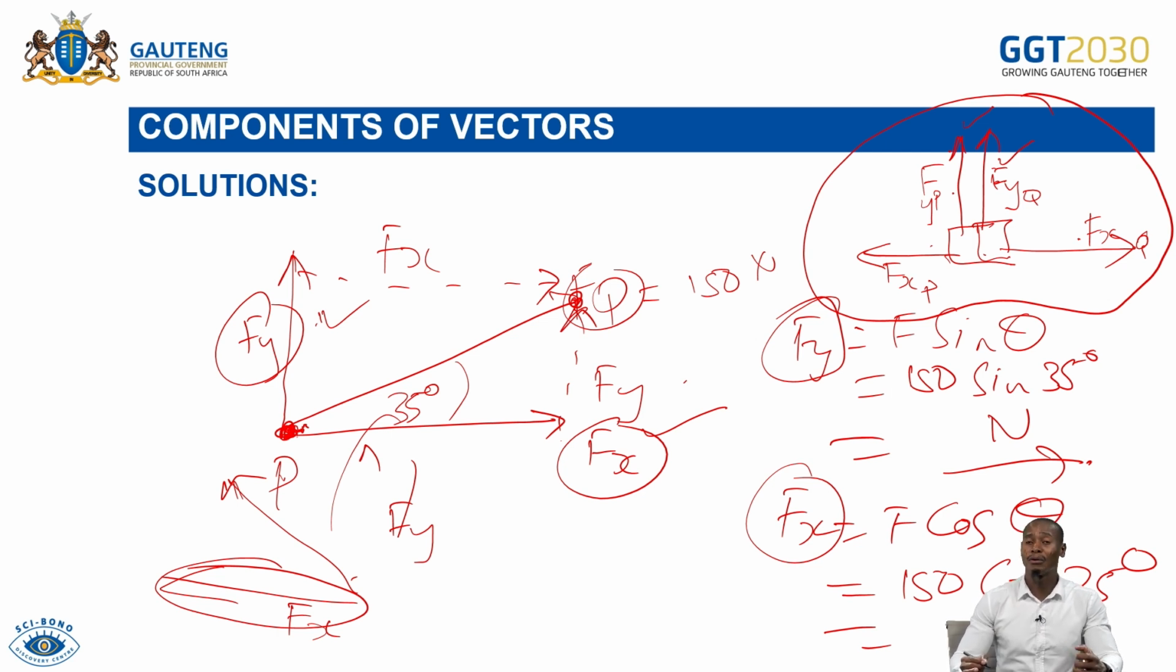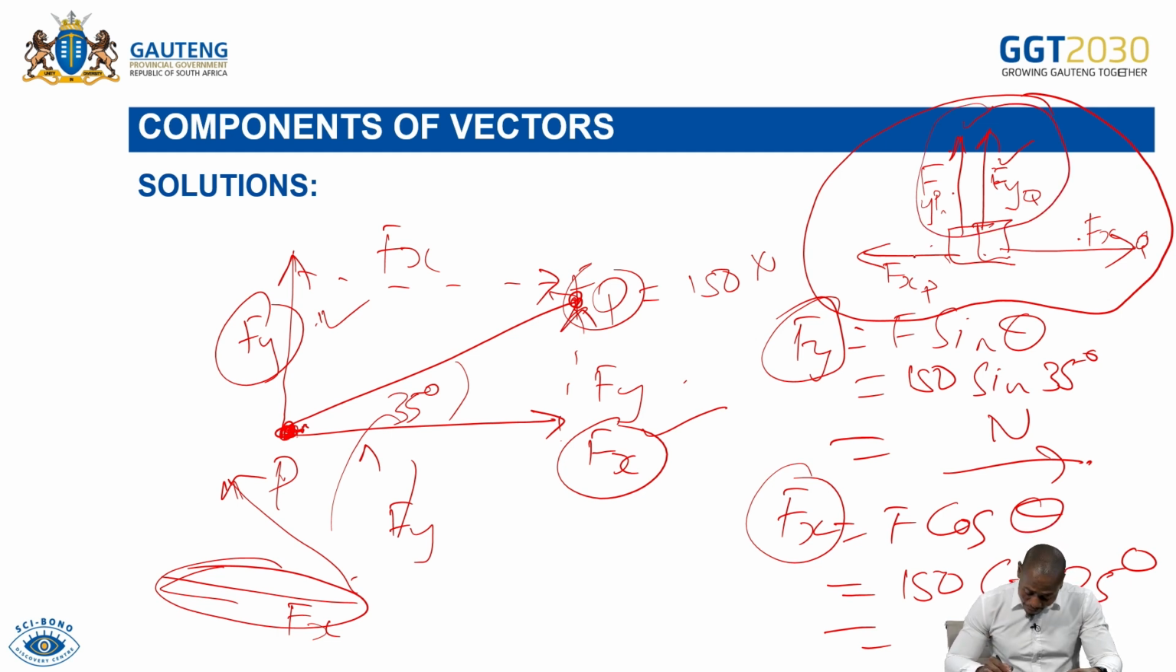Then from there, calculate the magnitude of each component. We have calculated Fyp, Fyq, Fxq, Fxp, right? So then you can see that your Fyp and your Fyq are collinear. They are acting along a straight line. So what is it that you need to do? You find their resultant. Okay?